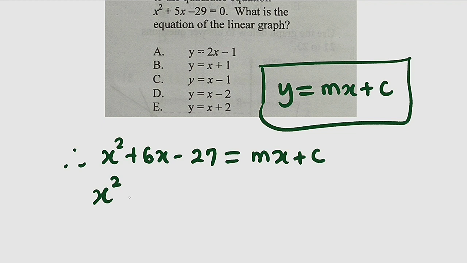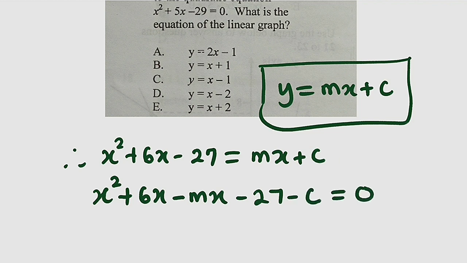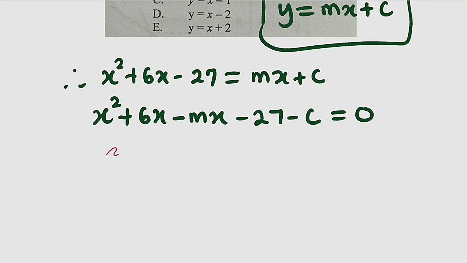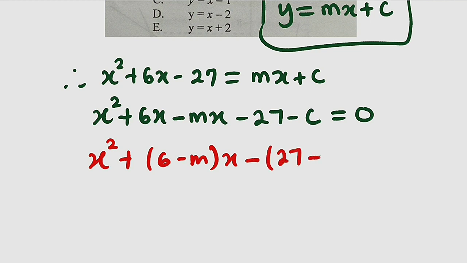We have x squared plus 6x. As this crosses over, it becomes negative mx. Then we have minus 27. As this crosses over, it becomes negative c. The whole of this equals 0. You can see that this is x squared plus, we can factor out x. So we have 6 minus m inside. Then here we can factor out a negative sign. We have 27 plus c. The whole of this equals 0.